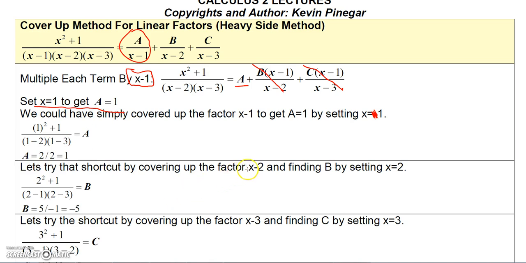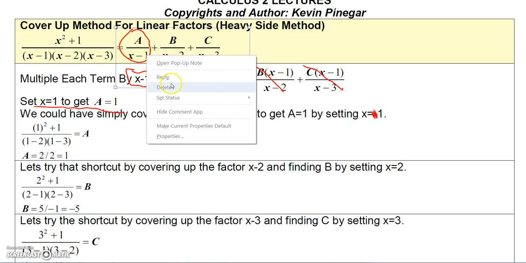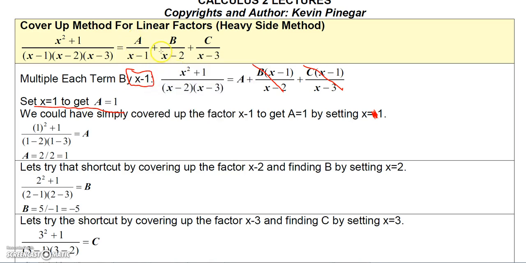Now let's cover up the x minus 2 factor. So if we multiply everything by x minus 2, then if we cover up the x minus 2, we would get just B on the right, because basically we'd be multiplying both of these by x minus 2, and we're going to find B by setting x equal to 2. So if we set x equal to 2 and both of these have a factor of x minus 2 in them, then they would disappear, and I would just get B, and then I could plug 2 in on the other side to see what B equals.